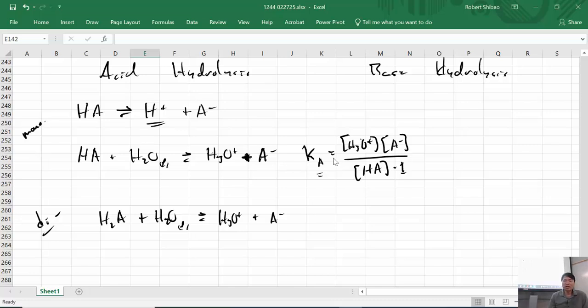And so we do that, and we call this Ka1. Actually, I'm going to call this Ka1 for H2A, which is going to be the hydronium times A minus over the H2A. Now, the math in this chapter is easier because we're only going to get second order. That's going to be the highest. So quadratic will be the highest.